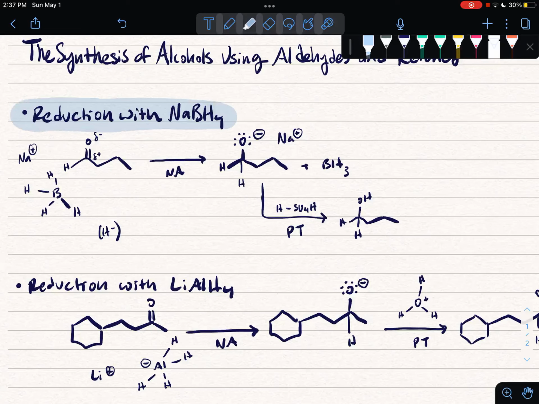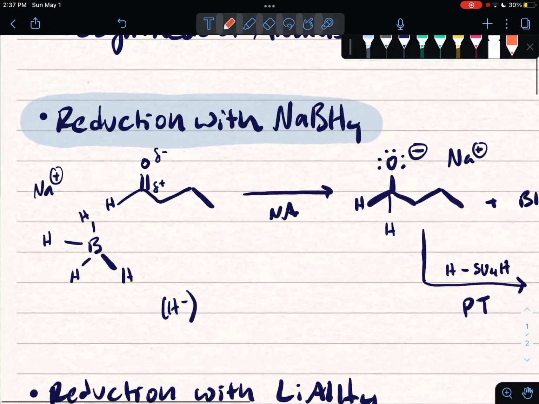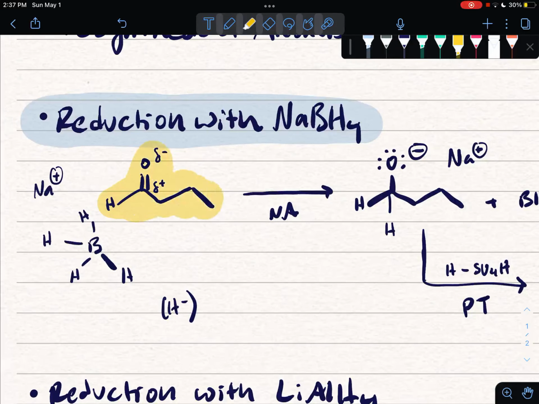The process for using NaBH4 is extremely similar to using LiAlH4 below, but we'll see that in a second. So starting off, we have our aldehyde here, and we want to form an alcohol. So what we can do is a nucleophilic attack using the hydride ions connected to our boron.